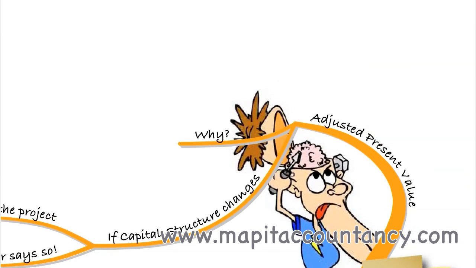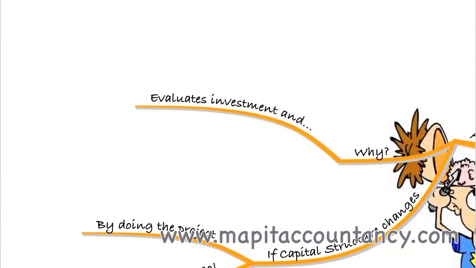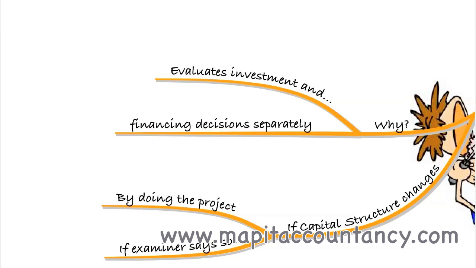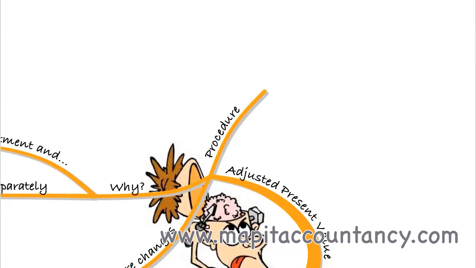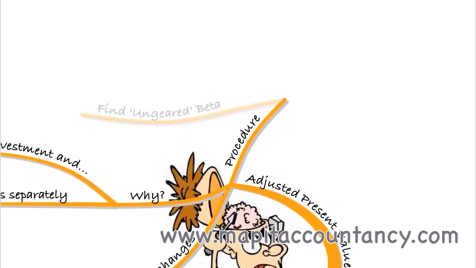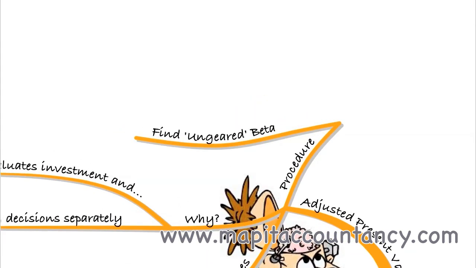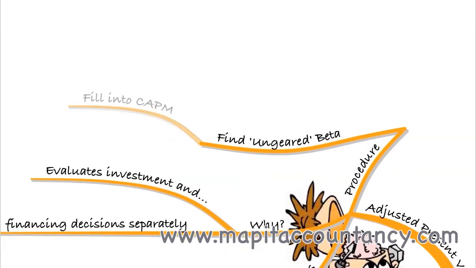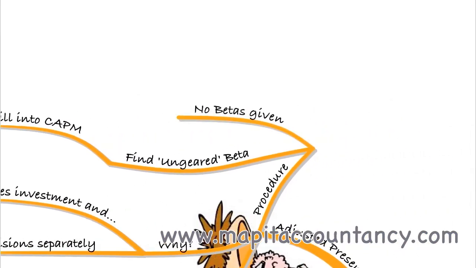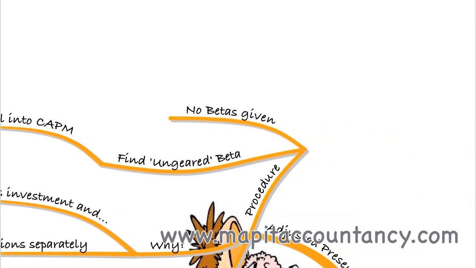So why do we do adjusted present value? Well, it evaluates the investment and financing decisions separately. So we evaluate our investment decision firstly, and then we evaluate the financing separately, and we bring them both together in the APV calculation. So the procedure to do this is that we need to ungear our cost of equity. If you're given betas, we'll ungear the beta using the same formulas we did in the last lecture. So we fill it into CAPM, and that gives us our ungeared cost of equity.